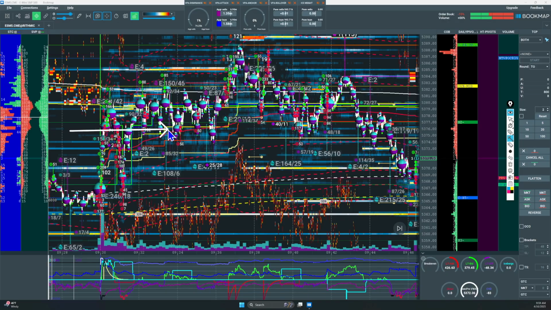Let's see what else. I do have absorption on here as well, but I'll point it out. Yeah, so here's the absorption indicator. Those are set to 100 and more. All right, so we opened here.